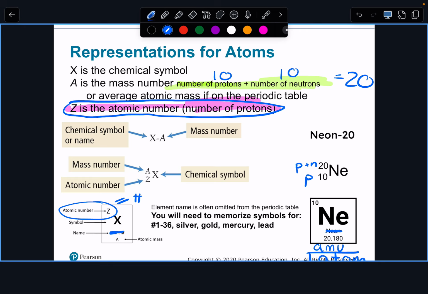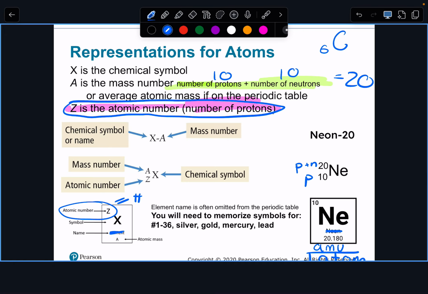It's a little bit repetitive to say the 10 and say neon, because 10 and Ne are always tied to each other, just like carbon and 6 are always tied to each other. If something has 6 protons, it's carbon. If it's carbon, it has 6 protons.